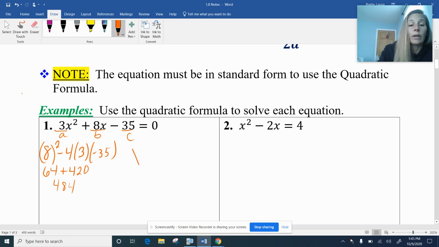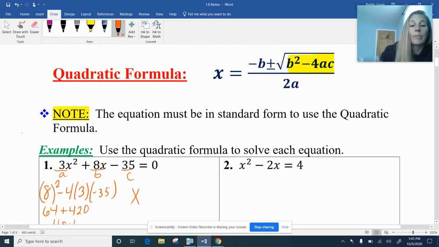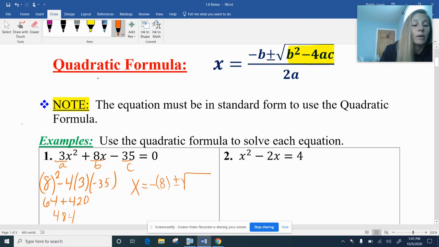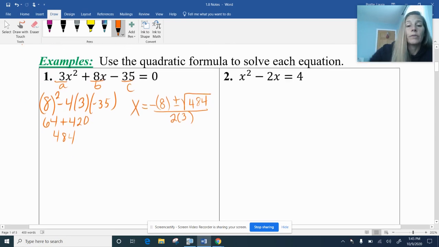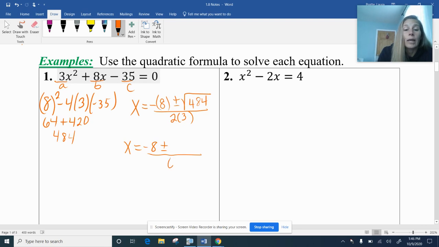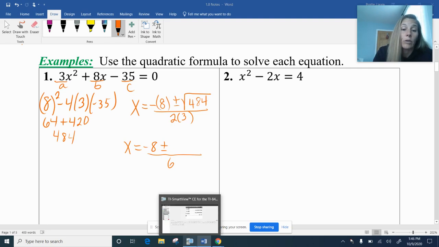So if I want to then use my quadratic formula that you see up here at the top, I now know I have negative 8 plus or minus the square root of 484, over 2 times A. Okay, now at this point, it would be helpful to know if that square root was a positive. We know it's not 0, we know it's not a negative. But if it is not only a positive, but a perfect square, that'll be nice because it'll be an integer answer. So I'm going to just use my calculator.